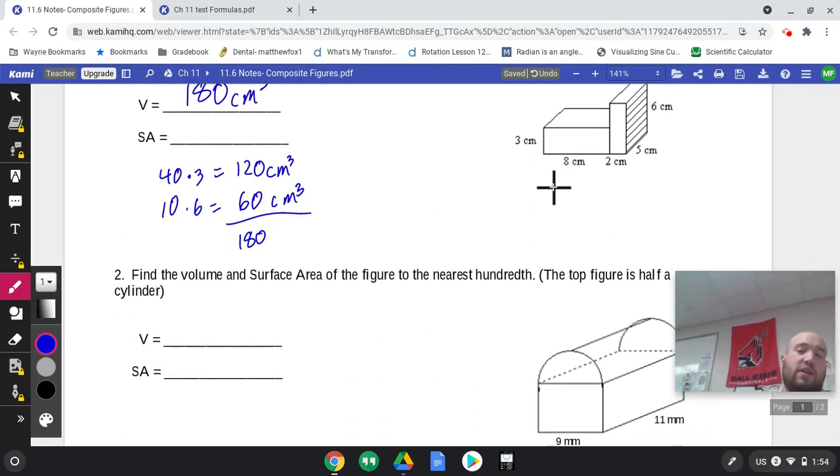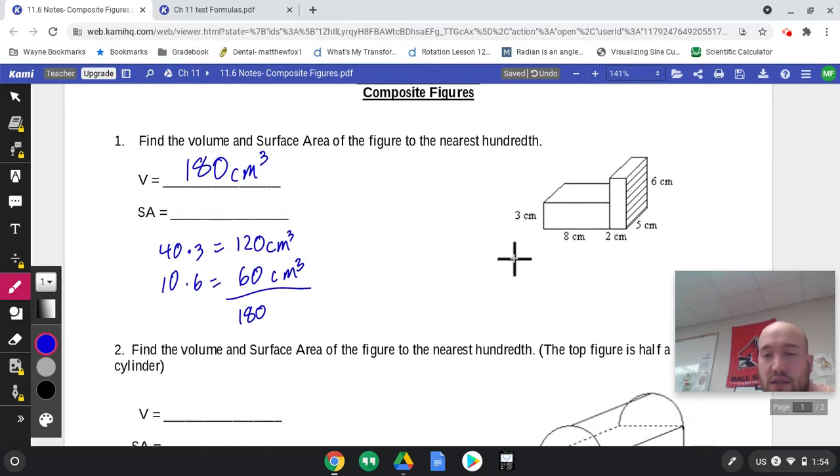Now for the surface area, I think it's easy. I like to jot down as I go. So we have 3 times 8. That's going to be 24 right here, that wall. On the top, it's 8 by 5. So that'll be 40. And there's 2 of each of those.